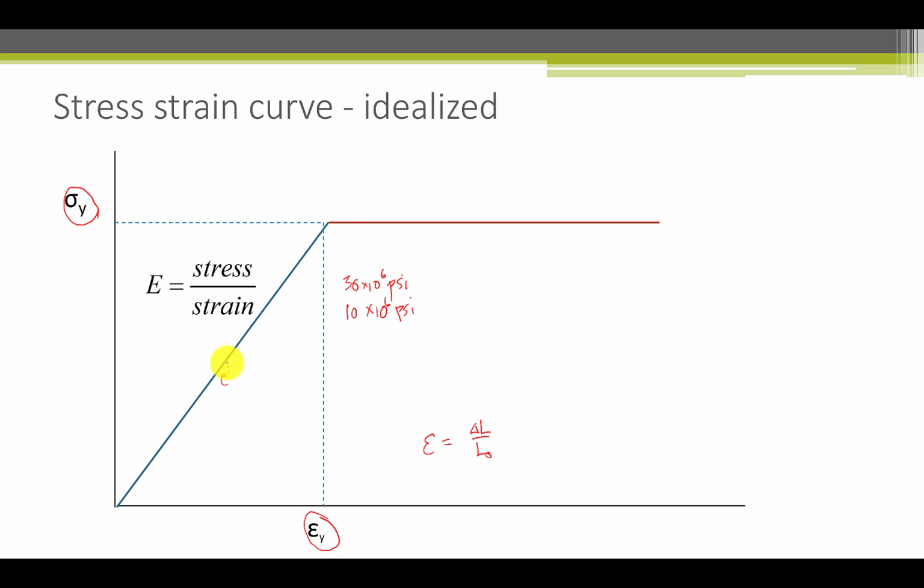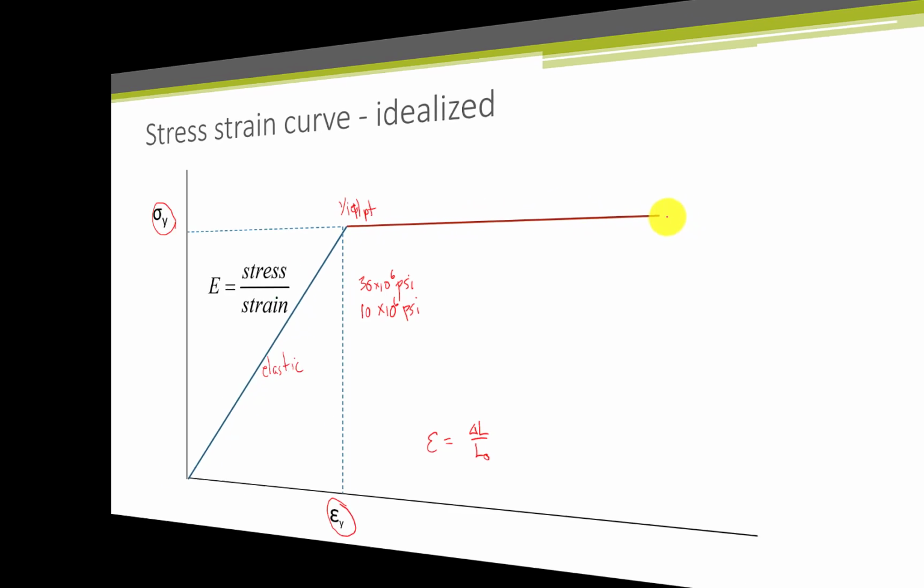Here we have an elastic response, and the material behaves like a rubber band. It returns to its original shape after stretching it. But when you hit the yield point, the material flows plastically. And again, this is an idealization.